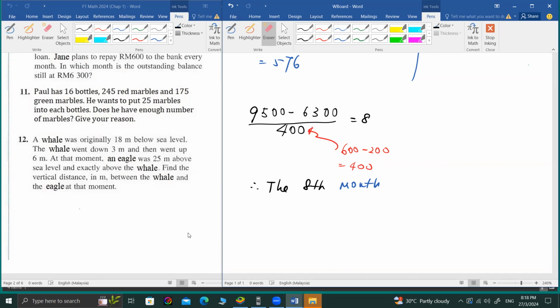So you just tell me enough or not. Go. The question didn't mention the color, yeah? Just tells you got red, got green. But want to put 25 marbles into one bottle. One bottle, 25. Keep putting 25, 25. You see whether there are enough marbles to put into the bottles or not.